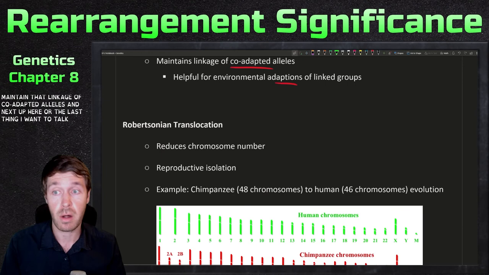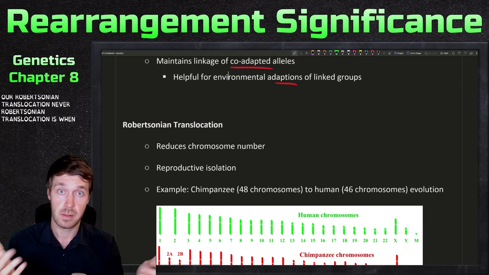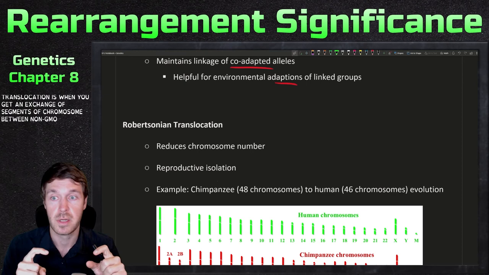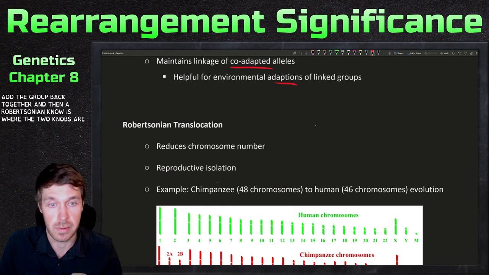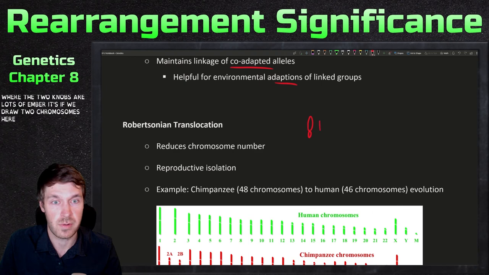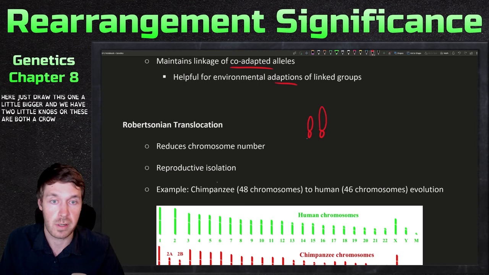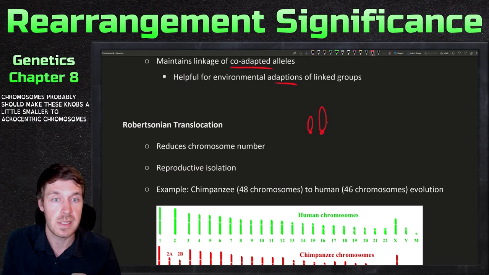Remember, a translocation is when you get an exchange of segments of chromosome between non-homologs. So between chromosome 2 and 5, they exchange and add the groups back together. And then a Robertsonian is where the two knobs are lost. So if we draw two chromosomes here, let's draw this one a little bigger, and we have two little knobs. So these are both acrocentric chromosomes. Probably should make these knobs a little smaller. Two acrocentric chromosomes, these two pieces come together and these two pieces come together.